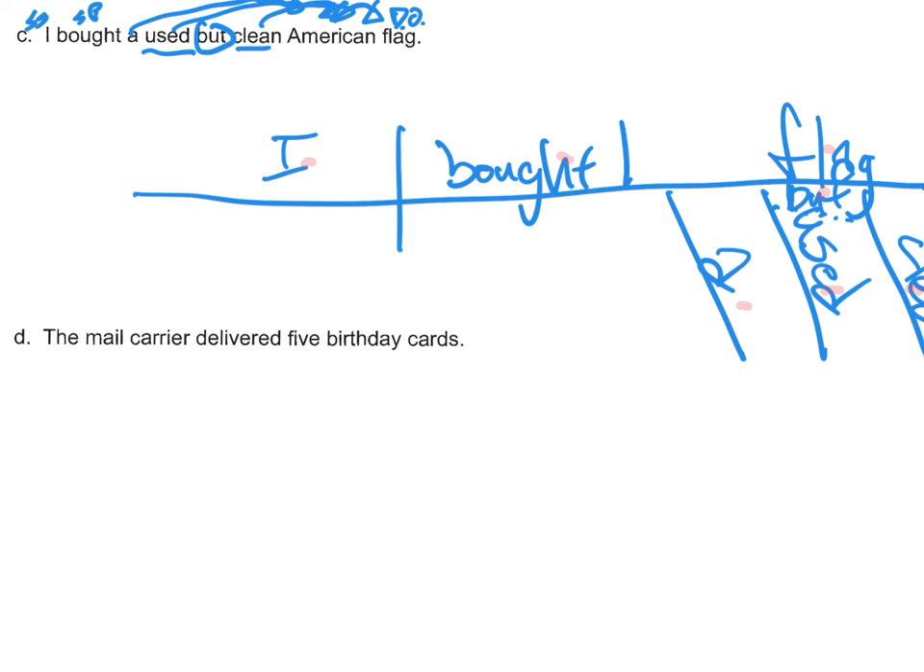For 4D, make sure that you use mail carrier as a combined simple subject. Okay, but that's the only combined grammatical value for this one. Try diagramming it. Reach out to me if you have any questions.